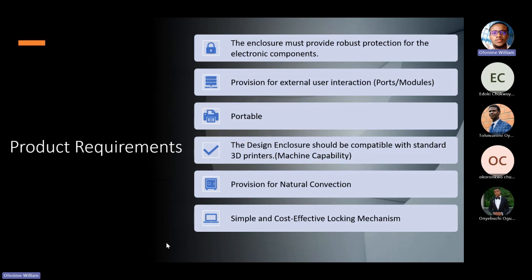So the machine capability also has a part to play. And the next one is the provision for natural convection. So these are things that maybe your client has come to you and said, okay, I want you to do this for me, I want you to have this and so on and so forth. So for instance, we know that the electronic components in there will heat up. It's a normal, default thing because it's working.